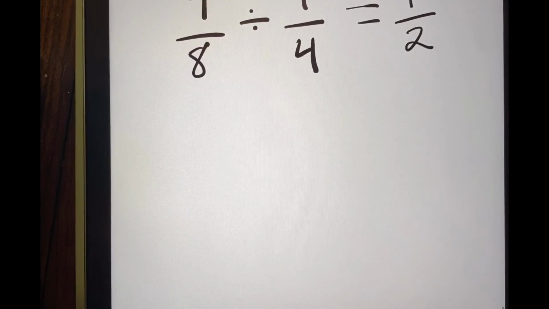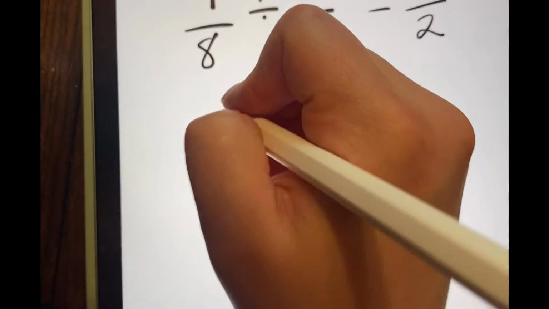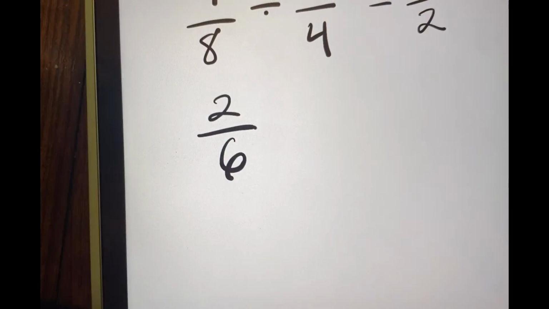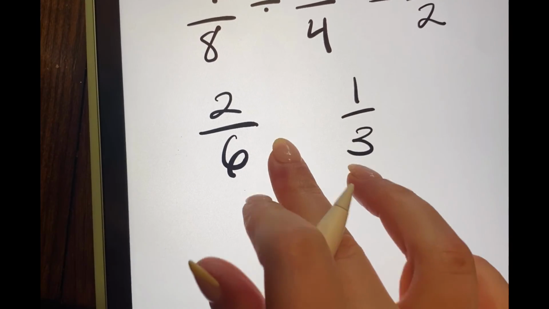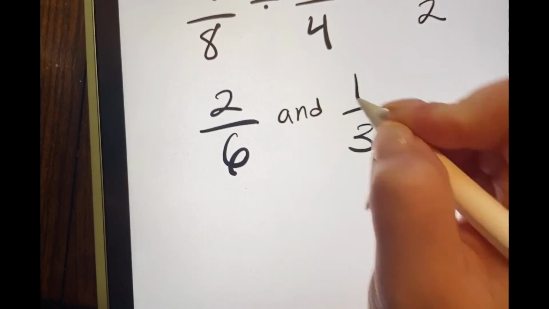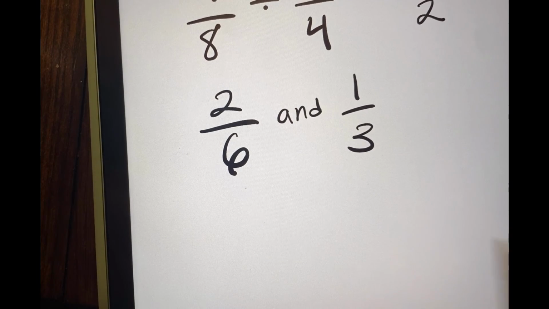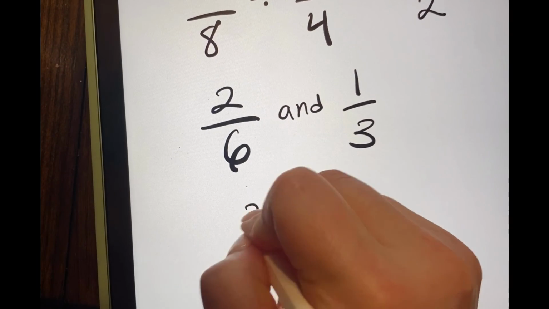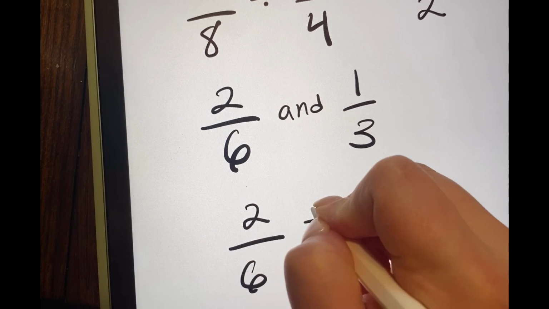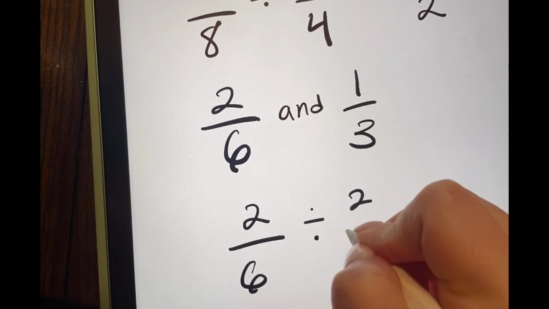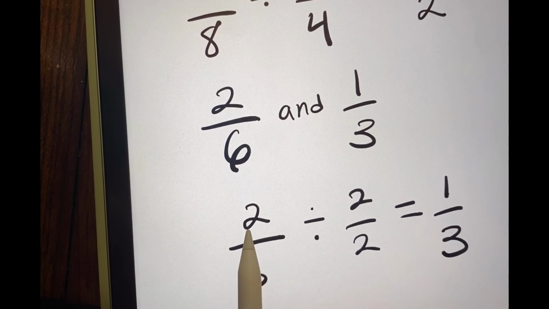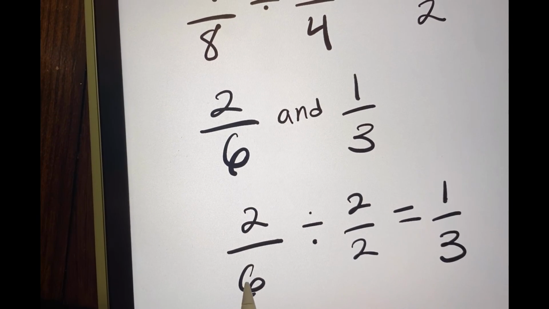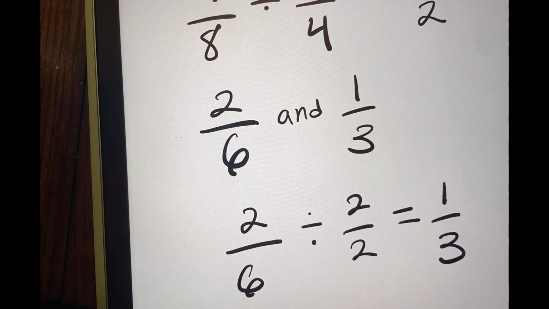All right, another example of using division to solve equivalent fractions. We're going to focus on the two fractions of 2/6 and 1/3. And just by looking at this fraction, we already know that 2 divided by 2 is equal to 1, and that 6 divided by 2 is equal to 3. So we're going to do the fraction 2/6 divided by the fraction 2/2 to get our fraction of 1/3. Because we know 2 divided by 2 is 1, and 6 divided by 2 is 3.